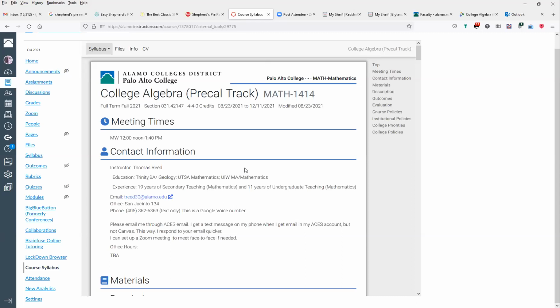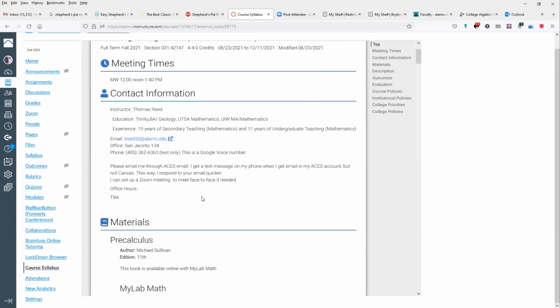So what I have here is ways you can get a hold of me. I'm supposed to have office space in San Jacinto, but my key doesn't work to that door anymore. I don't know why. And it's an adjunct office. And this phone number, it's a Google Voice number. It rings my phone number. So if I don't answer, please leave a voice message. But I prefer that you text. That way, I'll get it right away.